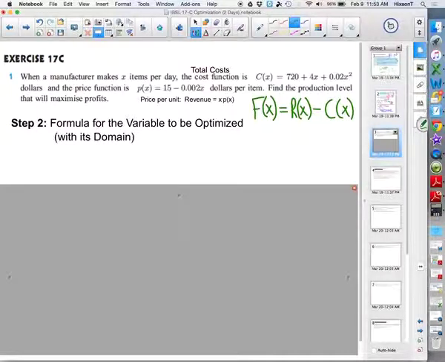All right, now, this is where this problem can be a little confusing. And actually, 7th period, we overlooked this, and that led us down a rabbit hole that I didn't figure out until we were done. This is dollars per item, so our total revenue, if we were to sell everything, is going to equal the number of items times the price per item, 15 minus 0.002x. Okay?